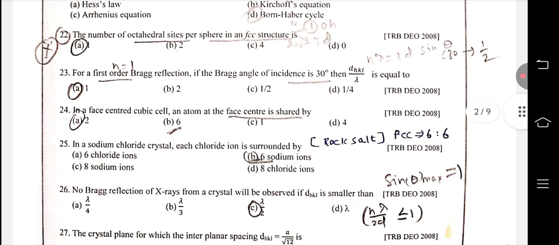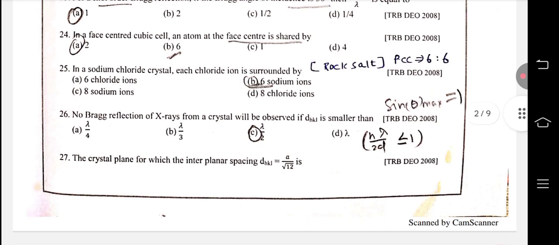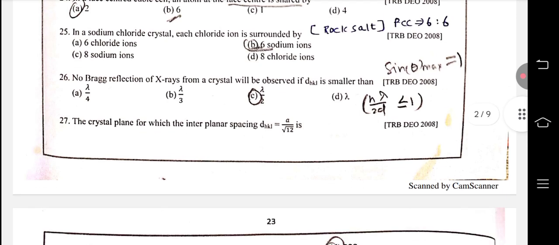The number of octahedral sites per sphere in the FCC structure is 1. For the first order, n equal to 1, Bragg reflection. The Bragg angle of incidence is 30 degree. Then d_hkl divided by lambda is equal to 1. In the face centered cubic cell, an atom at the face center is shared by 2. The sodium chloride structure, rock salt, each chloride is surrounded by 6.